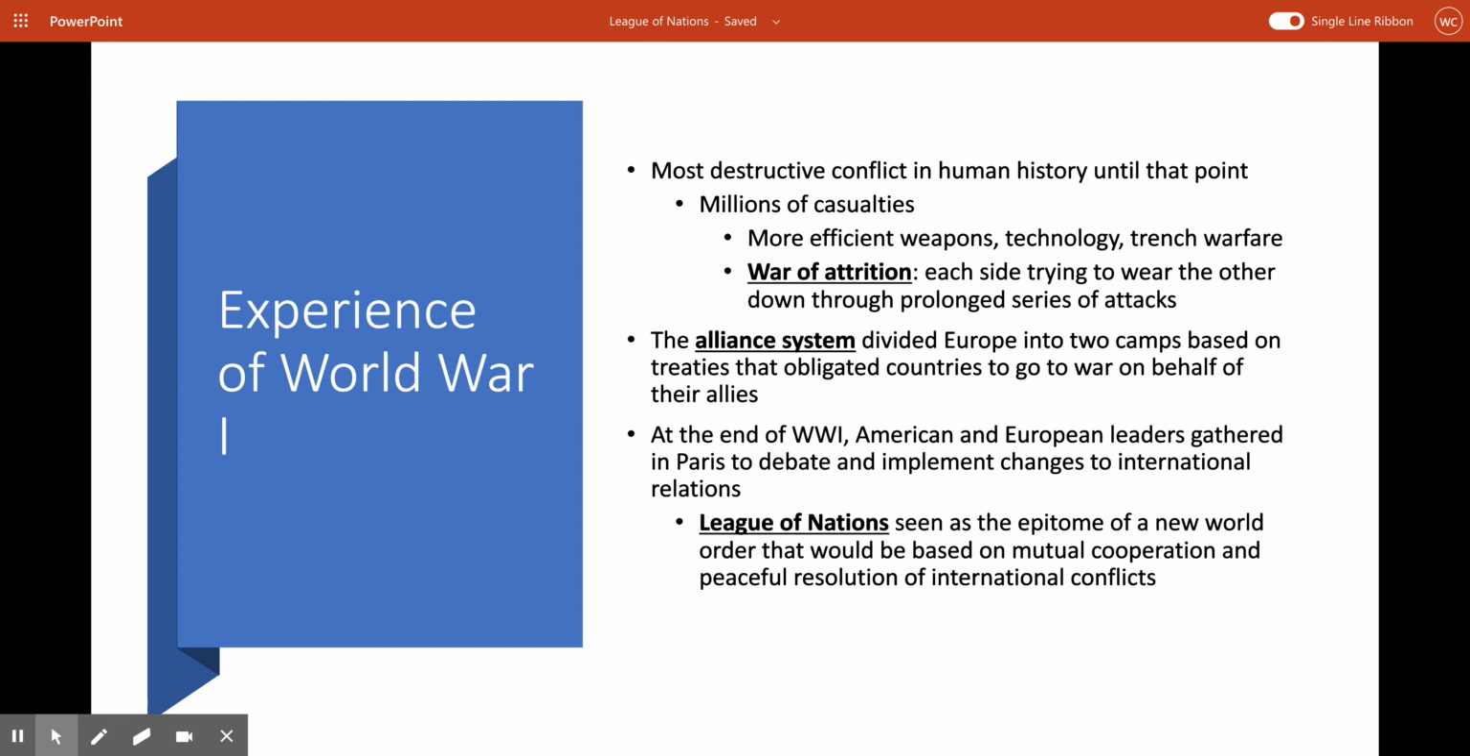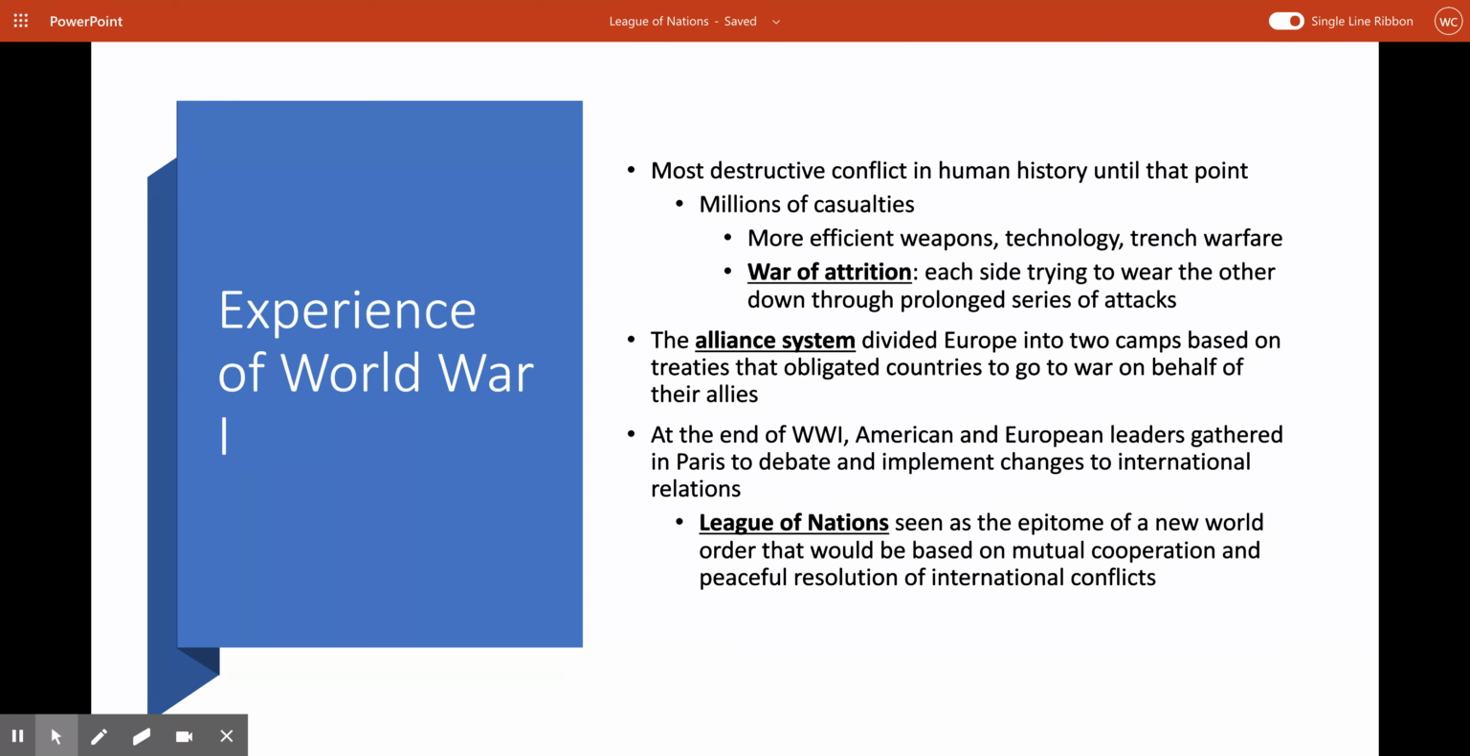So even though the origins of this war were incredibly complex, which we've talked about those causes, scholars still debate which factors were the most influential and important in starting the conflict. The structure of the European alliance system, though, we know it played a significant role. This system had effectively divided Europe into two camps based on treaties that obligated the countries to go to war on behalf of their allies.